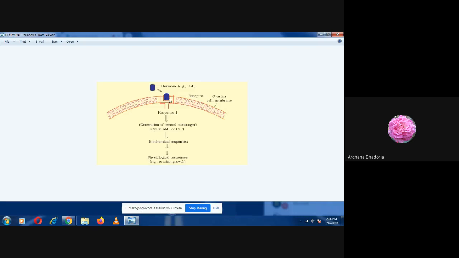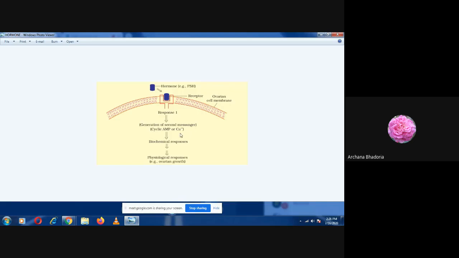Now once it binds with the receptor, the hormone receptor complex will be formed. So this is your first step. What is the first step? The hormone binds with the receptor present in the cell membrane and forms the hormone receptor complex. Now, once this complex is formed, it will induce response 1. Then the second response will be there. That response is the generation of the second messenger.